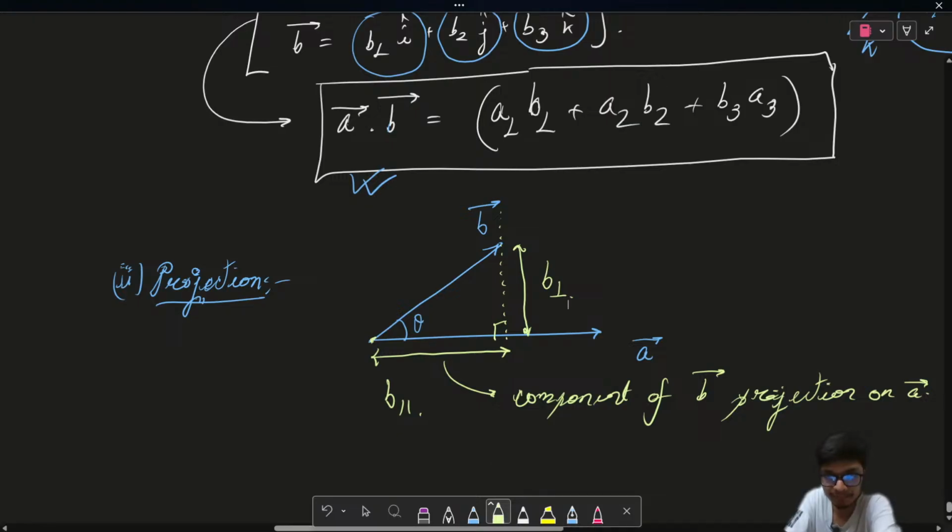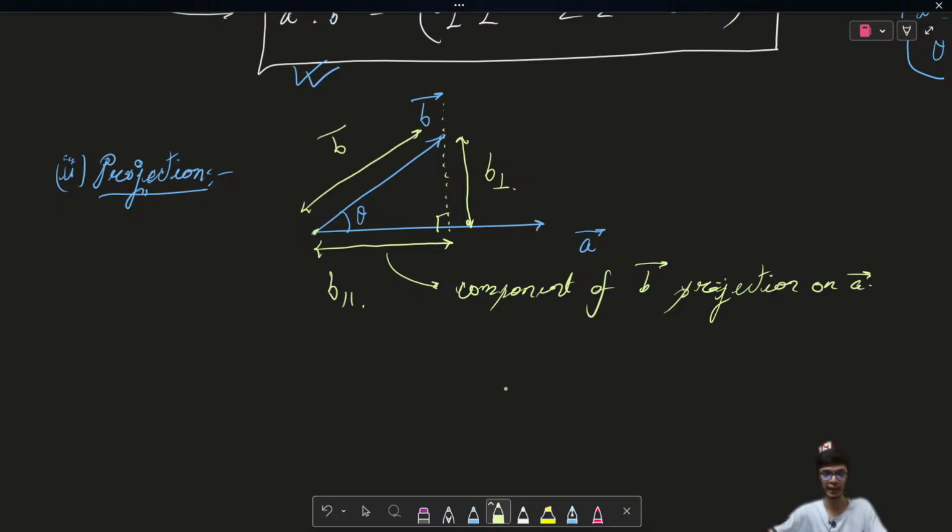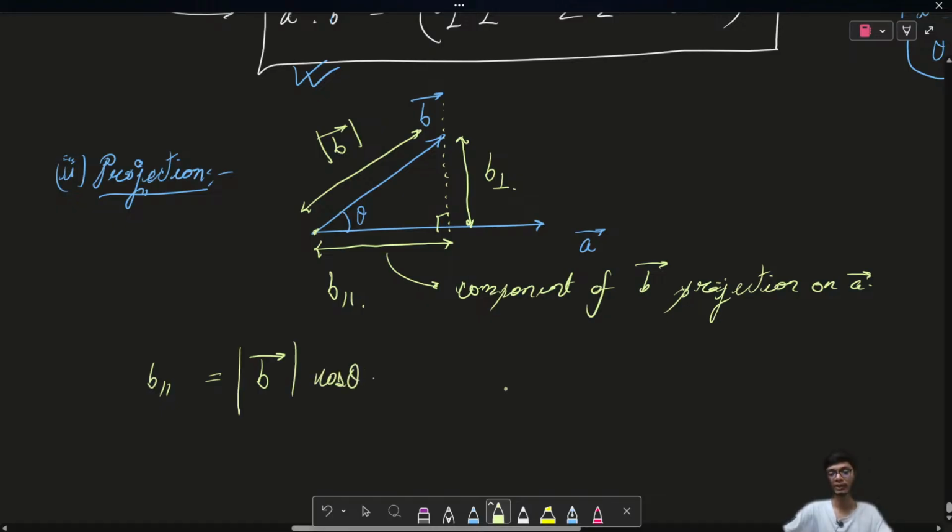So in order to do that, the easiest way to understand this is that if this particular length denotes the magnitude of the b vector, right? So if I need to find out this particular length, the b parallel length can be simply given as mod of b times cosine of theta.